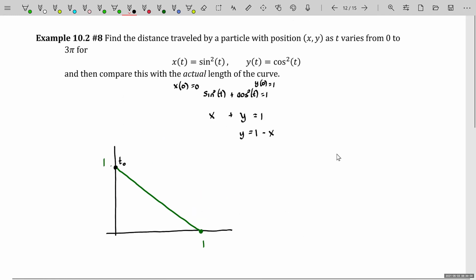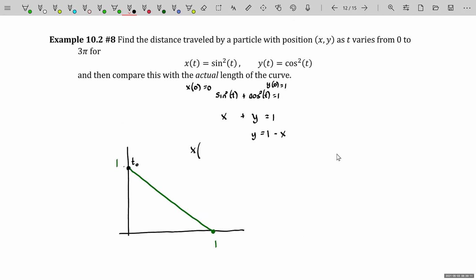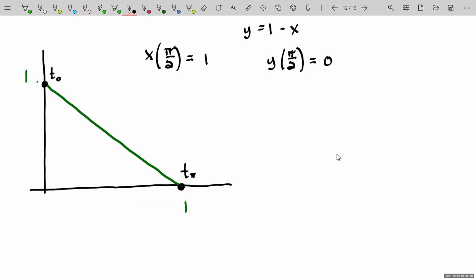Then you can plug in, let's just say x equals pi over 2. When x is pi over 2, you get sine squared of pi over 2, or 1. When you plug in pi over 2 for t in the function y, you get cosine squared of pi over 2, which is 0. So down here, this is time pi over 2. If you were to test a value in between, you'd find out that the particle traveled this distance.